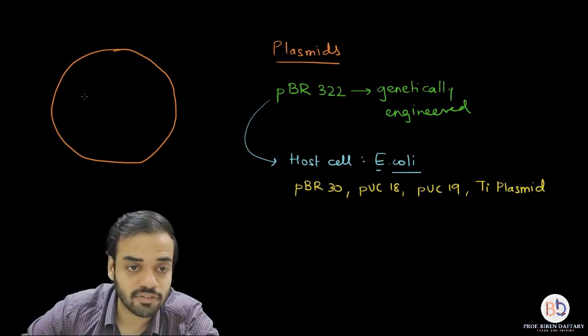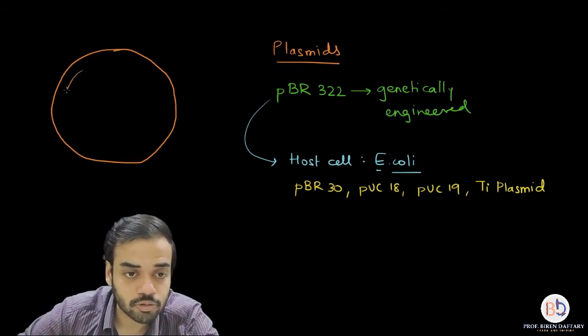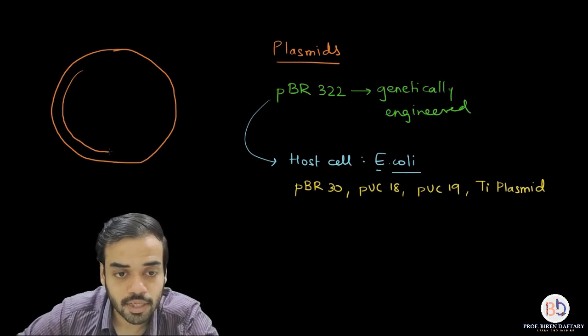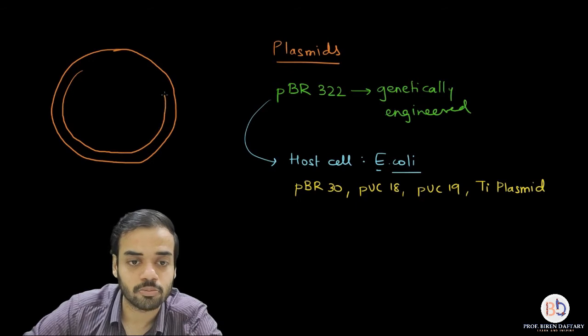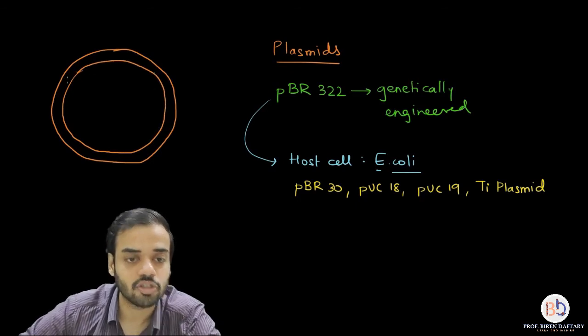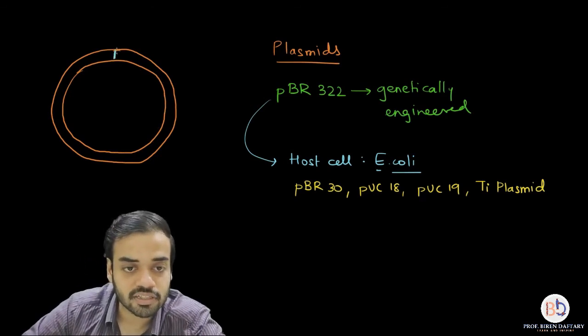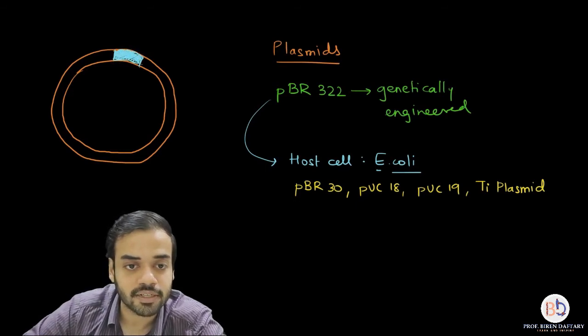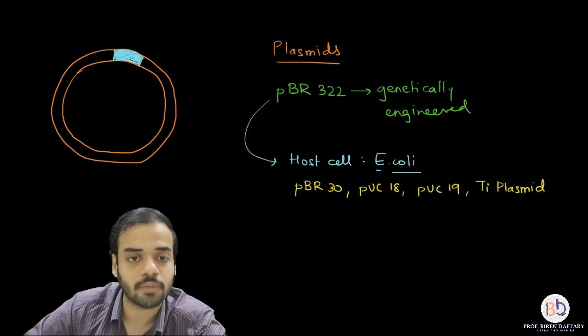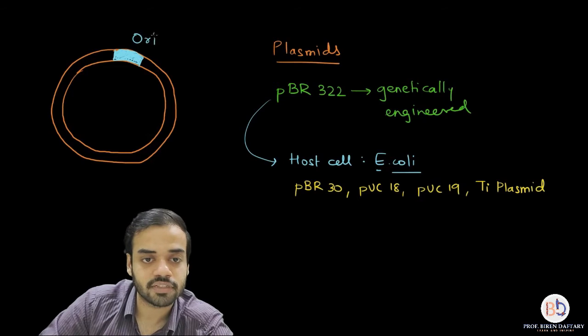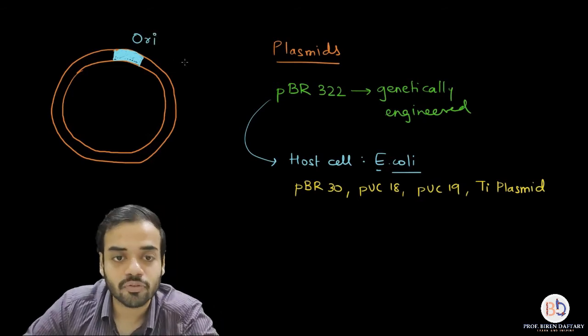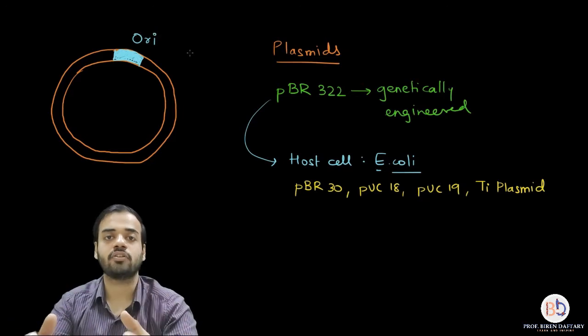Do you remember? So first of all, I'm going to draw the boundary of this plasmid. Everybody knows a plasmid is an extra chromosomal double stranded material. So this is your plasmid. The first thing that I'm going to draw here is a region called the ORI region. The ORI region is very important for replication of the plasmid or the vector. What is the function of the ORI region? It helps in replication of the plasmid or the vector.